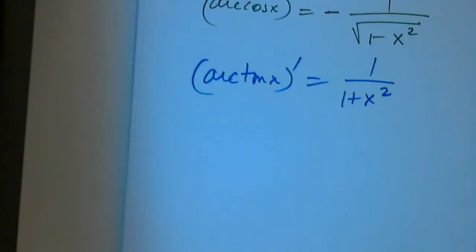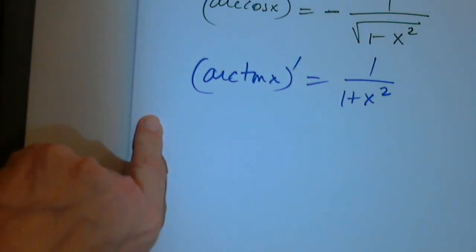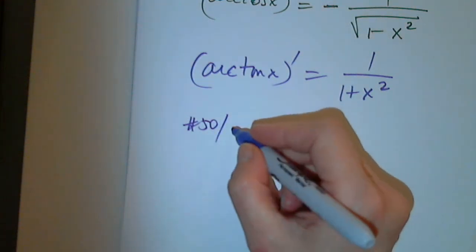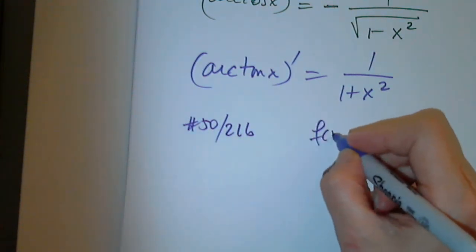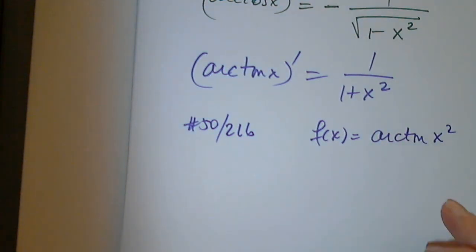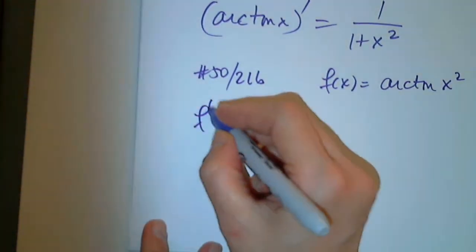Which one? I'm sorry. Oh, Maria, I'm sorry. 50. This one. Okay, perfect. So we have tangent inverse of x squared, right? Yes. So 50. And that's on page 216. And the function is arc tangent x squared. We're asked to find f prime.